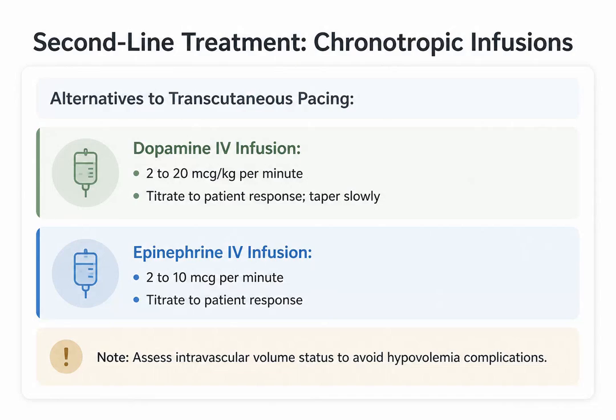If pacing is ineffective, or as an alternative to pacing, you can use chronotropic drug infusions. Dopamine is infused at 2 to 20 micrograms per kilogram per minute, while epinephrine is dosed at 2 to 10 micrograms per minute. Both are titrated to the patient's response. Because both drugs are vasoconstrictors, it is crucial to assess the patient's volume status first to avoid complications from hypovolemia.